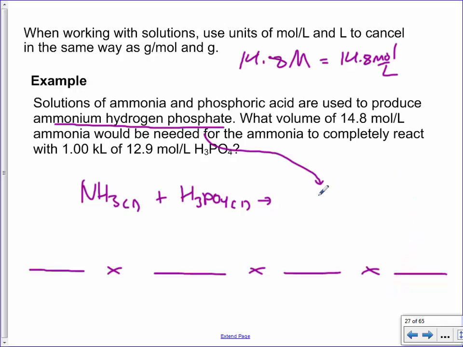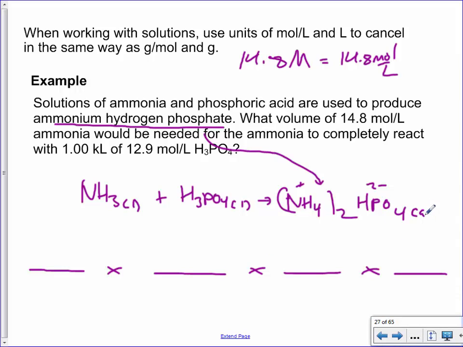So let's give this a try. The first thing you need, though, is a balanced equation. And I got it started, except for this ammonium hydrogen phosphate. I chatted with a few of you while you were working. Ammonium is NH4 plus, and hydrogen phosphate is a polyatomic ion, HPO4 2 negative. So to put it together, you're going to need 2 of the ammonium and then 1 of the hydrogen phosphate.